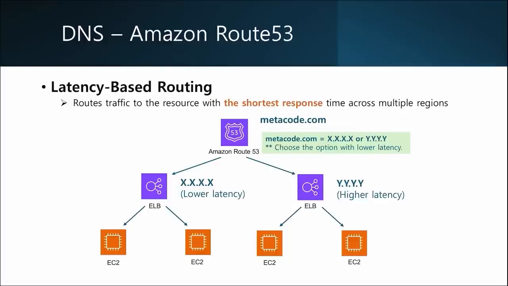Next is latency-based routing. This is a service that connects by returning the IP of the instance within the shortest response to ensure low latency. For example, if x.x.x.x has lower latency than y.y.y.y, you can connect to x to improve your connection speed.